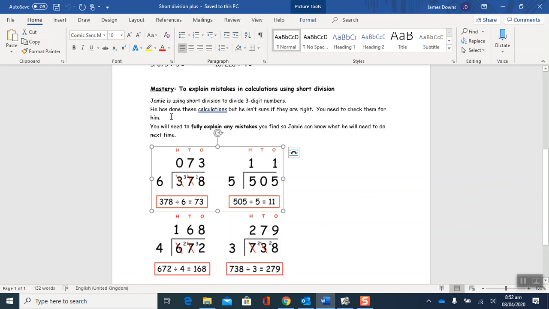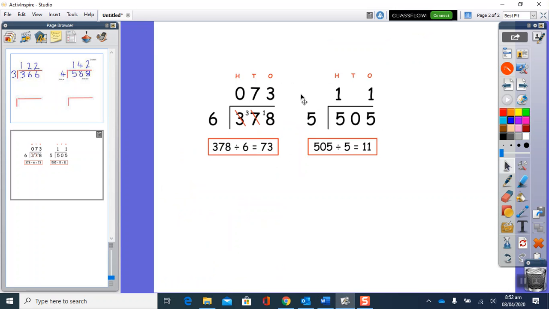So Jamie's using short division to divide three-digit numbers. He has completed these calculations, but he's not sure if they're right. You need to check for him. You need to explain any mistake you find so Jamie can know what he'll need to do next time. So I'll have a go at doing one of them here now. So I'm going to look at this one. And I'm going to explain underneath what's happened using text.